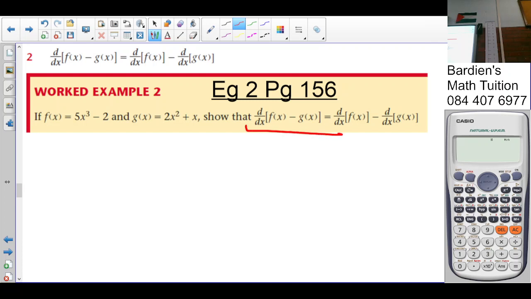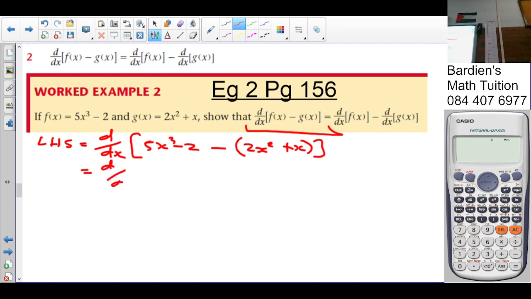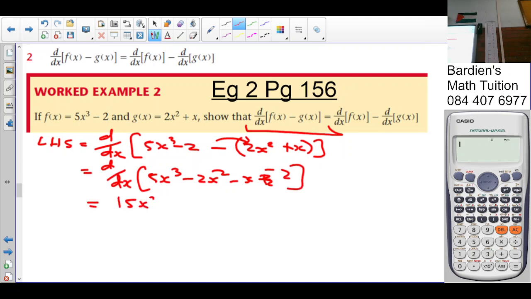So this is on the left hand side of the equal sign. LHS equals the derivative with respect to x of f of x, 5x cubed minus 2, minus g of x, which is 2x squared plus x. That's simply going to give us d of dx of 5x cubed minus 2x squared minus x minus 2. Apply the derivative, what do we get? 15x squared minus 4x minus 1, and the derivative falls over.